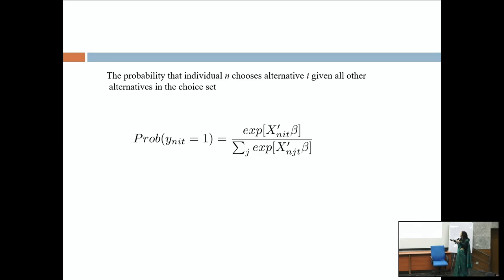And what is this ratio? These are all observables. So I can now estimate this probability, and that's what we're going to do. Okay, so there were some questions about how we move from here to here. It's pretty simple economic theory behind it.